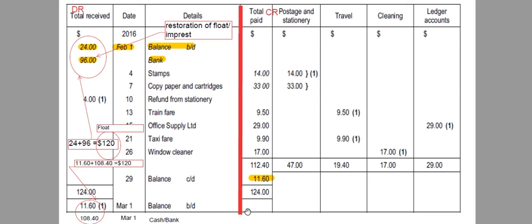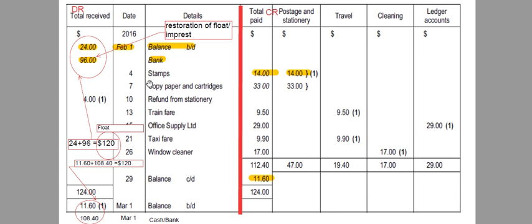Now on the right side, you see the payments have been split into 4 columns: postage, traveling, cleaning, and ledger accounts. The ledger accounts column will be used if a payment does not fit in postage, travel, or cleaning. You have to enter the amount simultaneously in the relevant column and in the total paid column. Like on 4th of Feb, stamps are bought, so we paid $14, so we put it in the total paid column, and we also put it in the postage and stationery column.